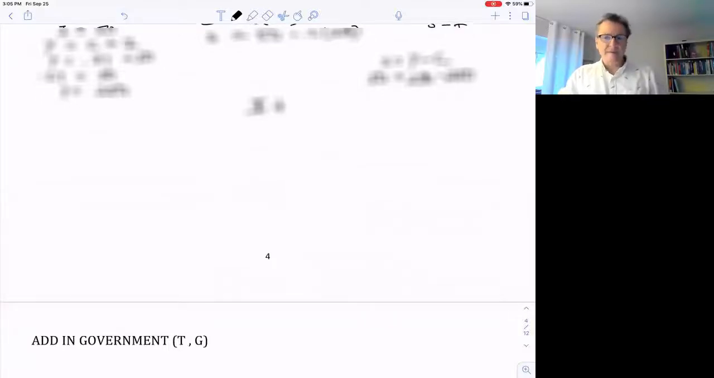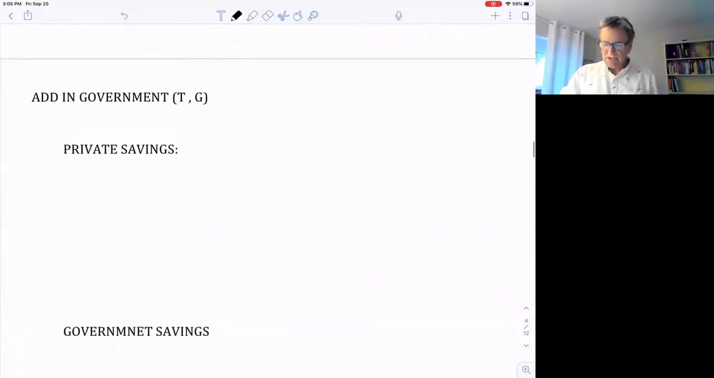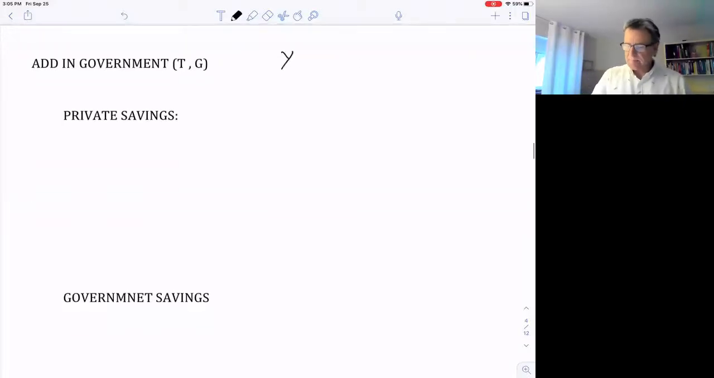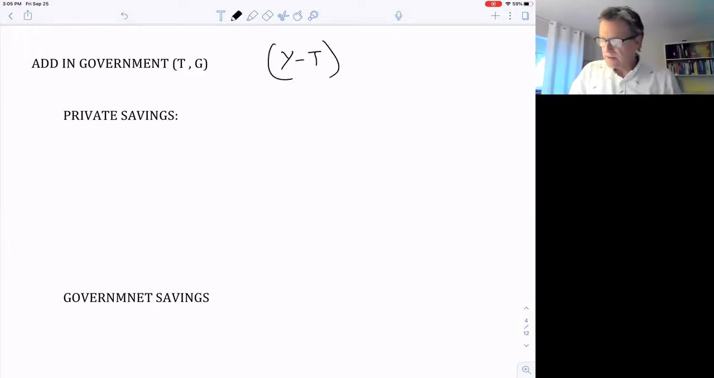So now let's add in government. T and G. G is government spending. T is taxes. Now, once we add in a government that has taxes, people's income changes. So Y was income, but they have to pay tax on that income. So if we subtract off taxes from income, this is what we call their disposable income, their after-tax income.